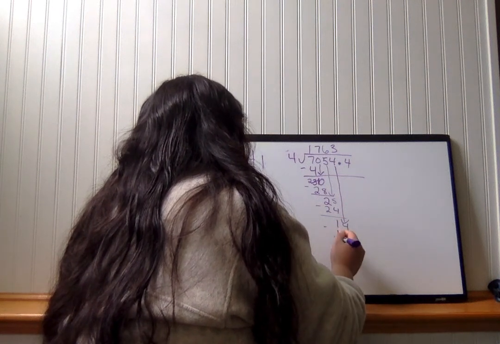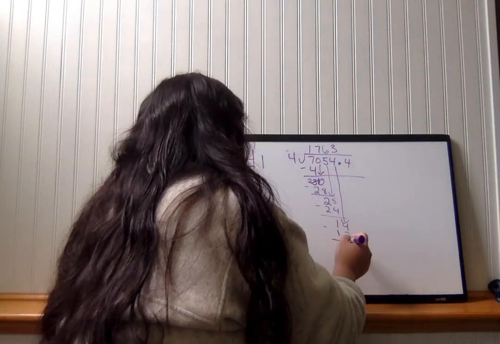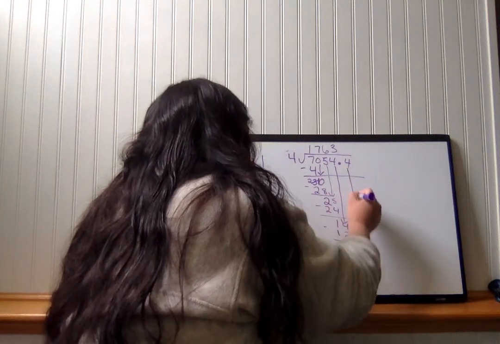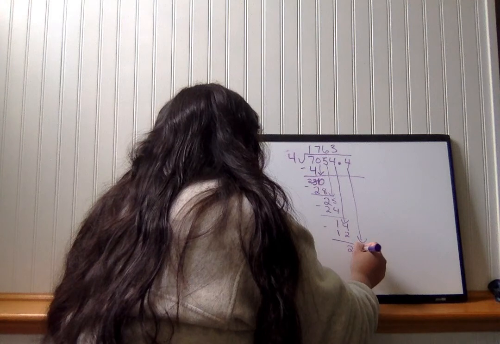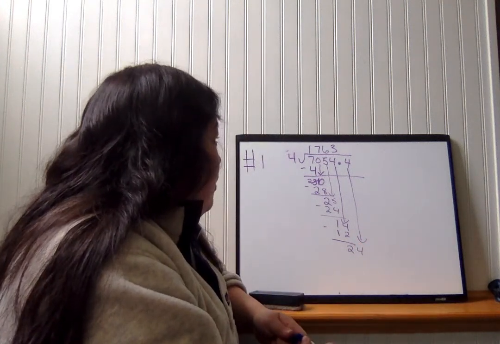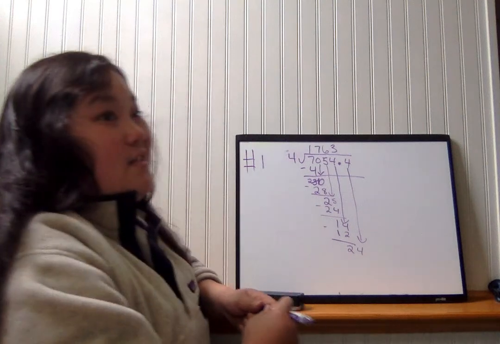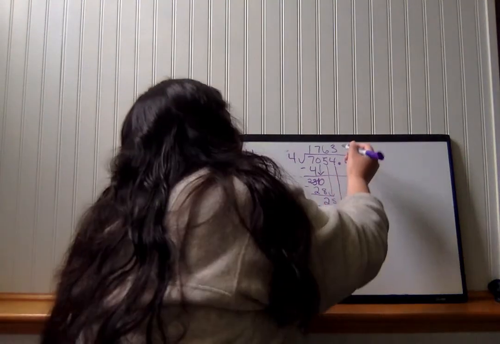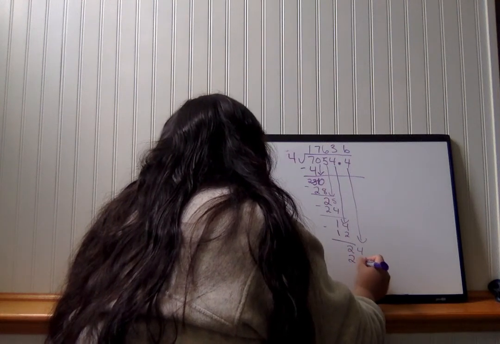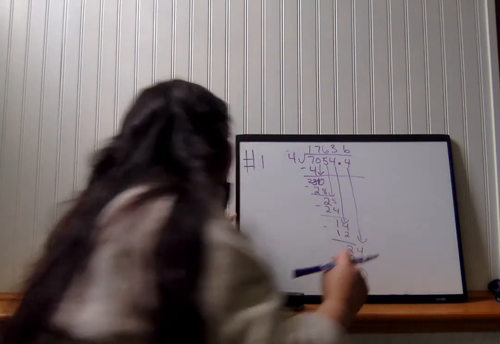I'm going to subtract. 4 minus 2 gives me 2. 1 minus 1 gives me 0. I'm going to bring down my 4. And then 4 goes into 24. We know that. It goes into it 6 times. 6 times 4 gives me 24. I subtract, and now I have no remainders.